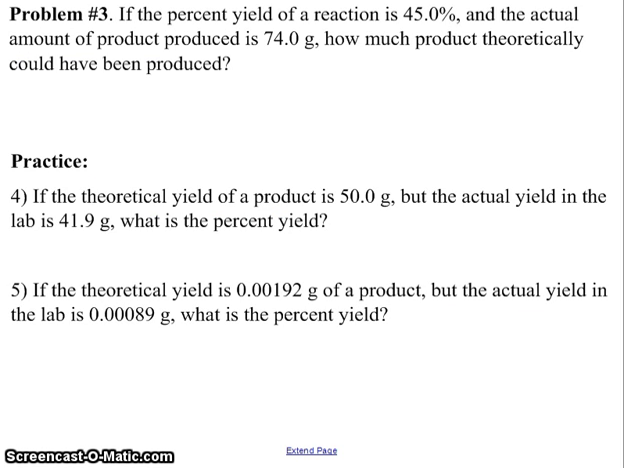All right, there's a third problem here. In this case, you're given the percent yield, and you're given the actual yield. You need to figure out the theoretical yield. Practice problems numbers 4 and 5 ask you to determine the percent yield of these problems.